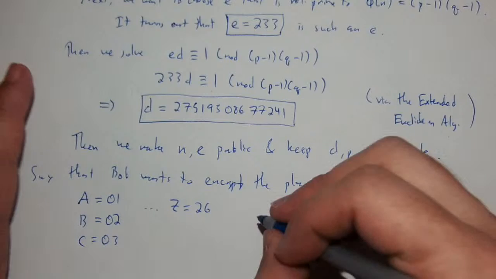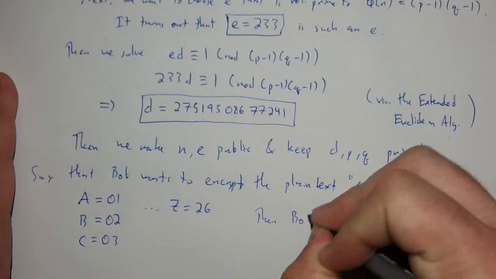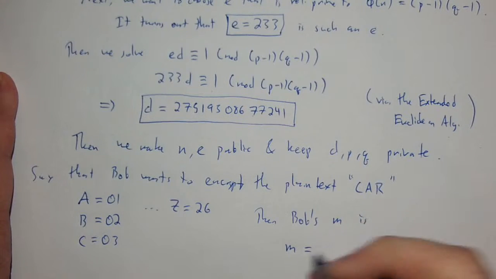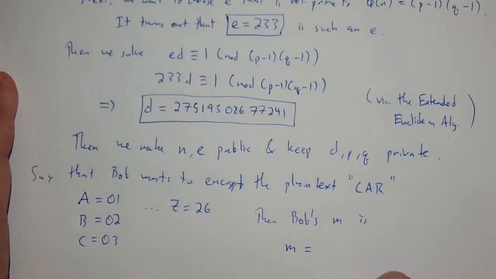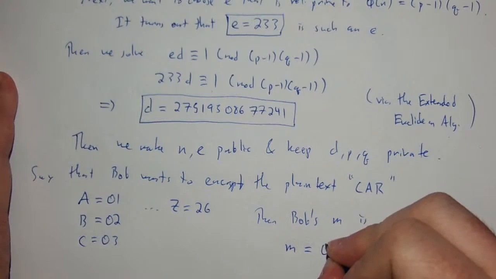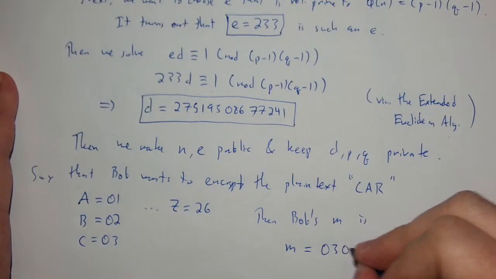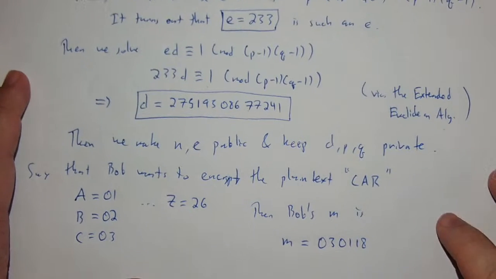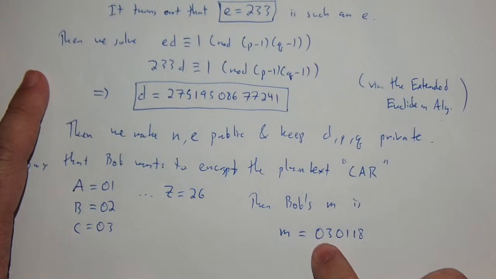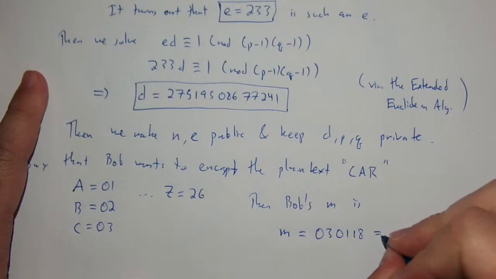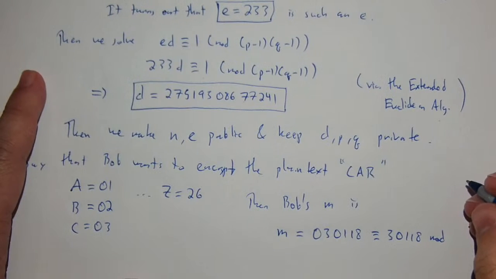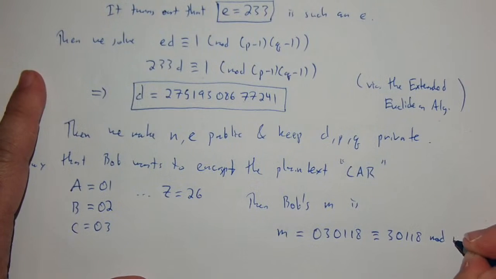Okay. Then Bob's choice of M is CAR, so that's 030118, with R being 18. Of course, this 0 in front, that's not how we do numbers. So this is congruent to 30,118 mod n, okay, that I'm not going to rewrite.